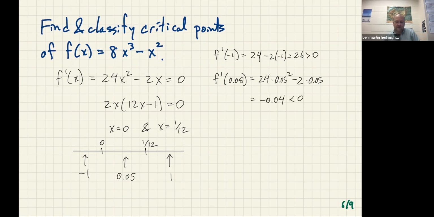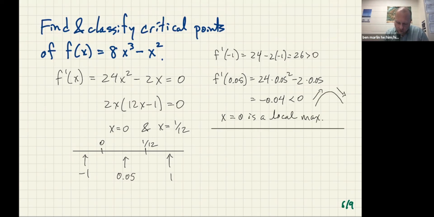That is negative. So this says that x equals 0 is either a maximum or minimum. It changed from going up, it was increasing, to going down, and is decreasing. So this is a local maximum. Think of it as doing something like that. It was going up, then it started going down, so it's a maximum.